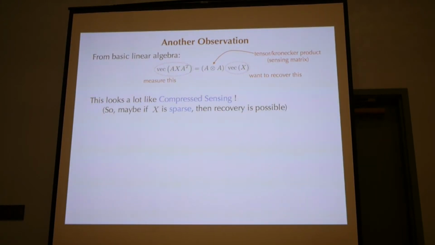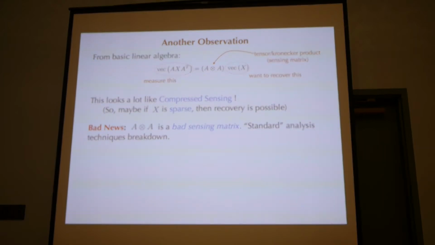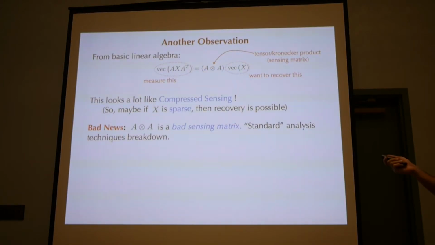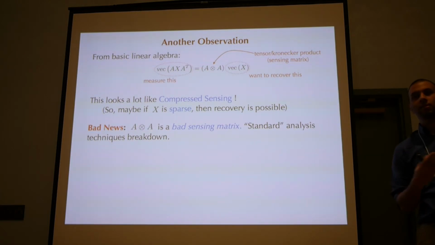And this really looks a lot like compressed sensing. You have a short vector, and a fat matrix, and a long vector that I'm claiming is sparse. But the problem is that A Kronecker A is a really bad sensing matrix, and I have a section in my poster which goes through why it's a bad sensing matrix. Essentially the RIP properties are not satisfied, and Gordon's escape through the mesh theorem does not work because the kernel of this operator is very messy.